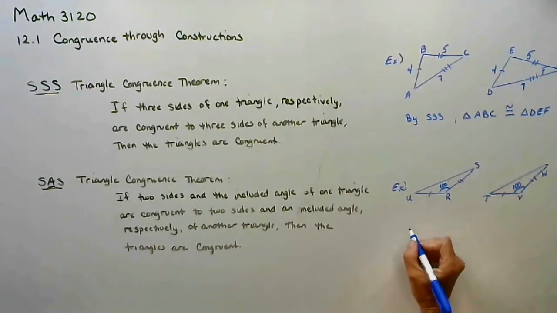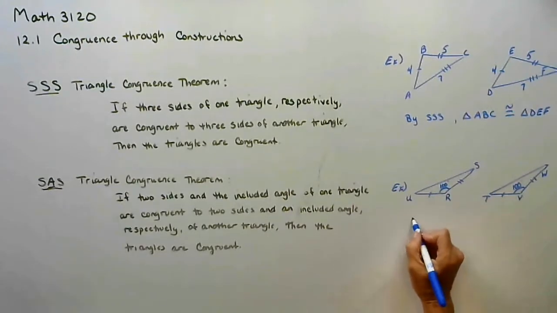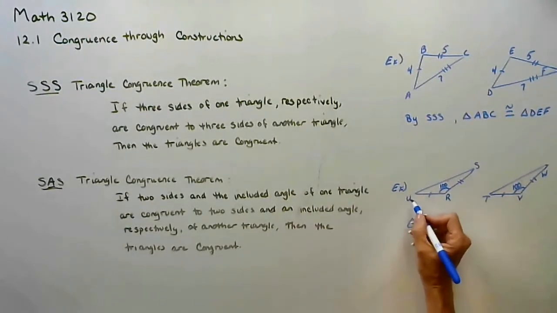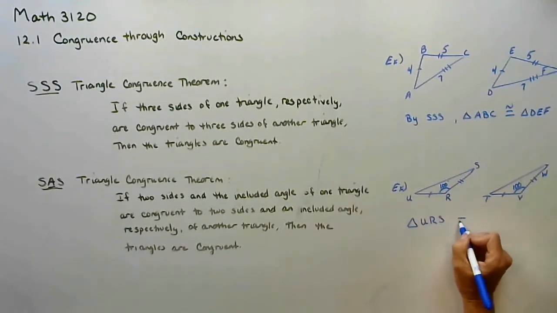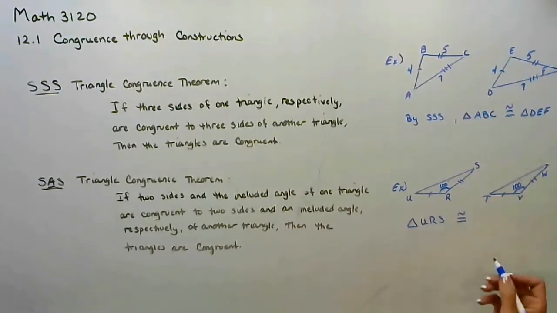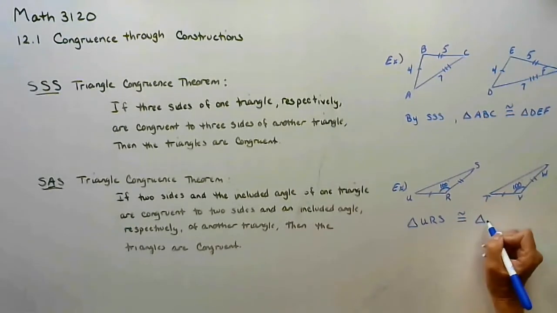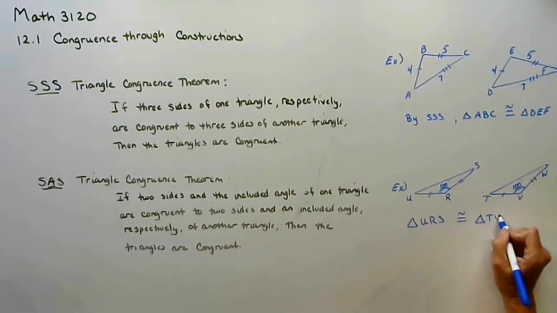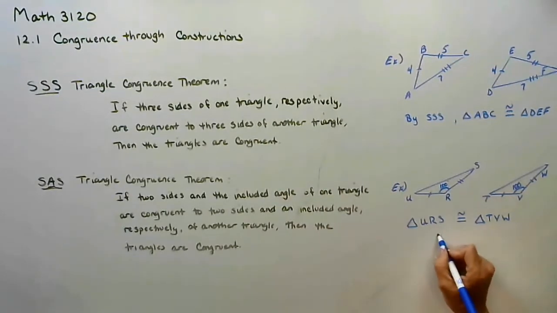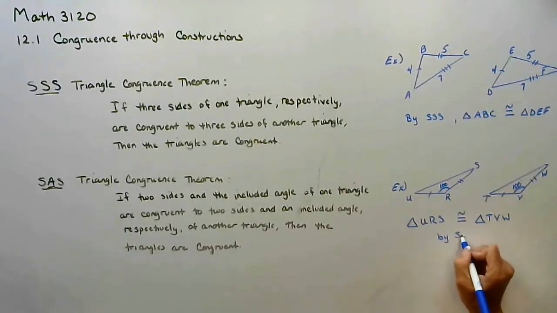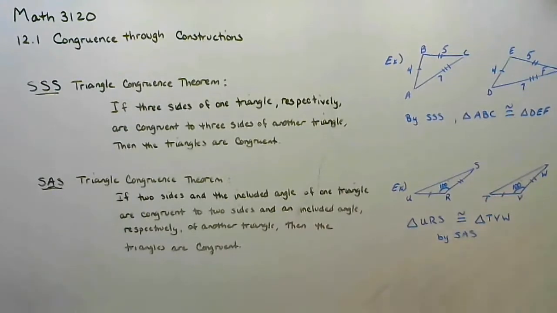So I could say, I could do it this way. Triangle URS is congruent. You fill it in. And I would say by side angle side theorem.